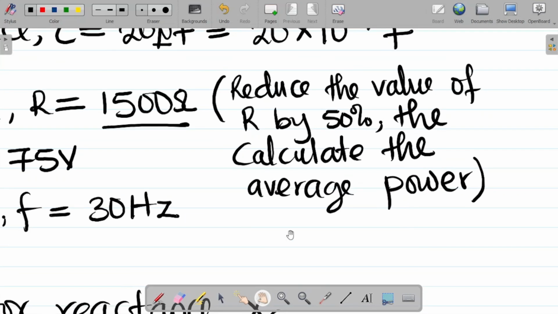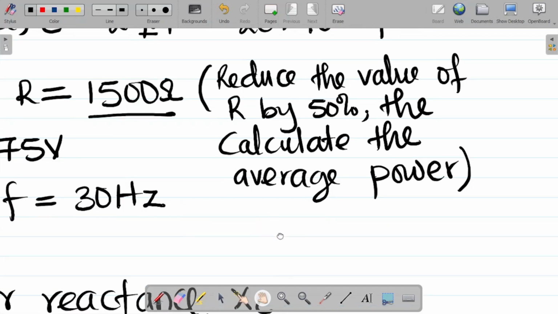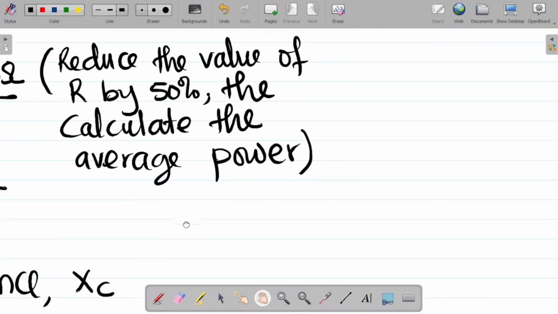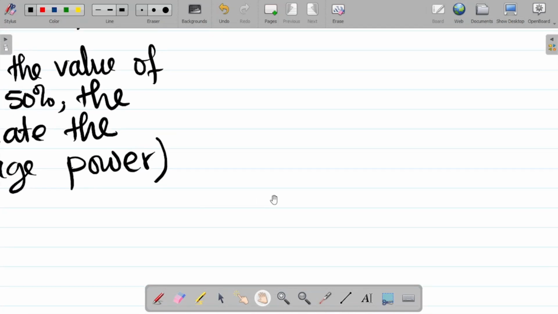Follow my method. Use the same value of the current and find the average power. Leave your answer in the comment section. So when you get your answer, leave it in the comment section and I'll tell you if you're correct or not.